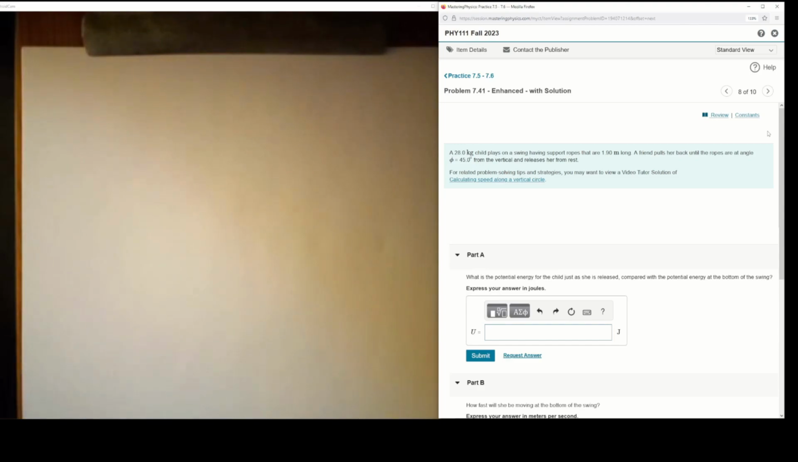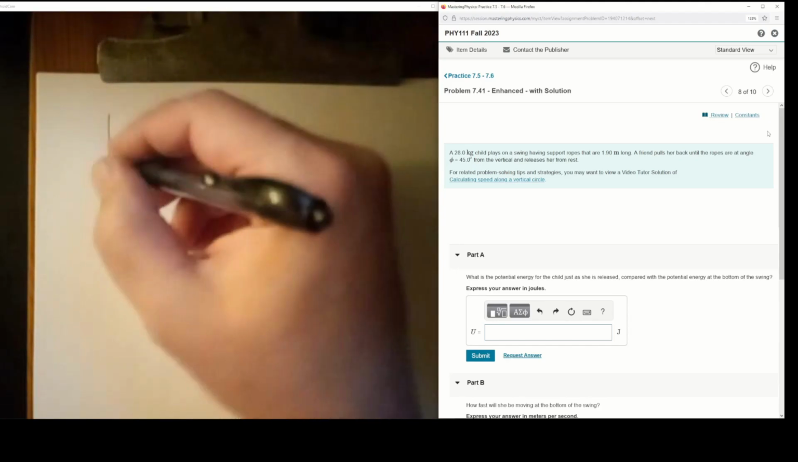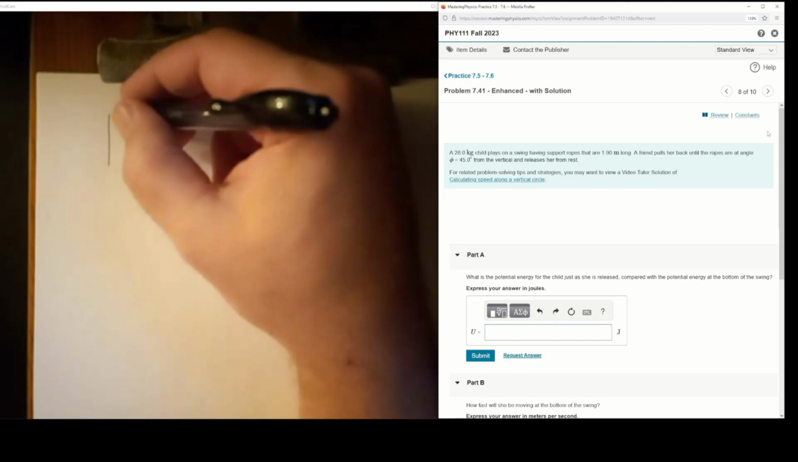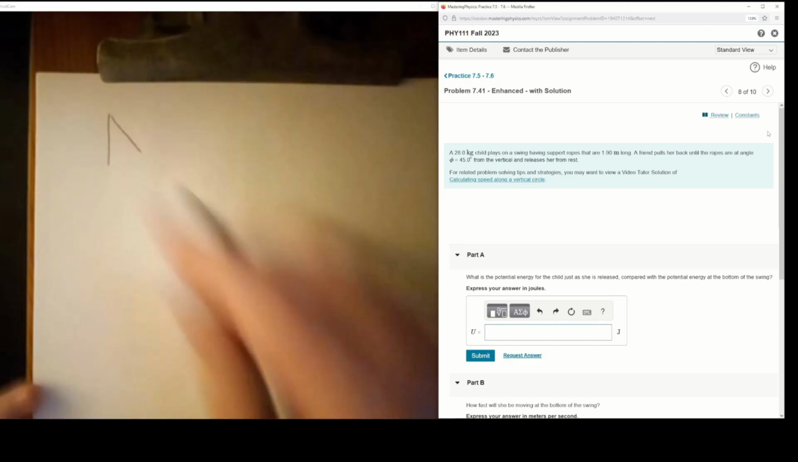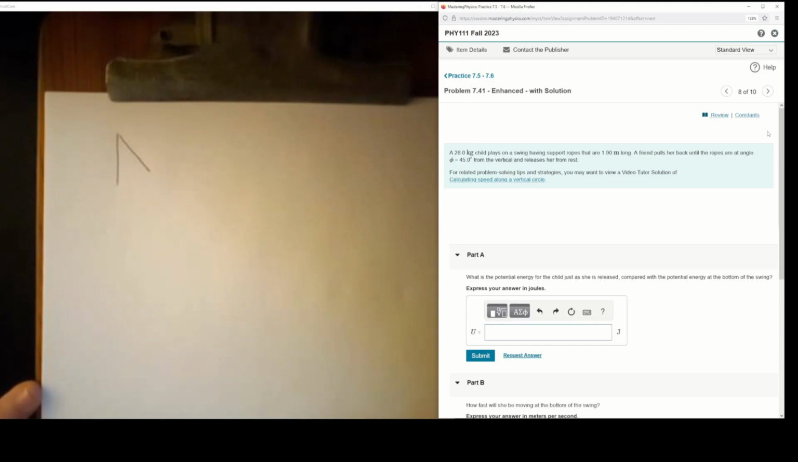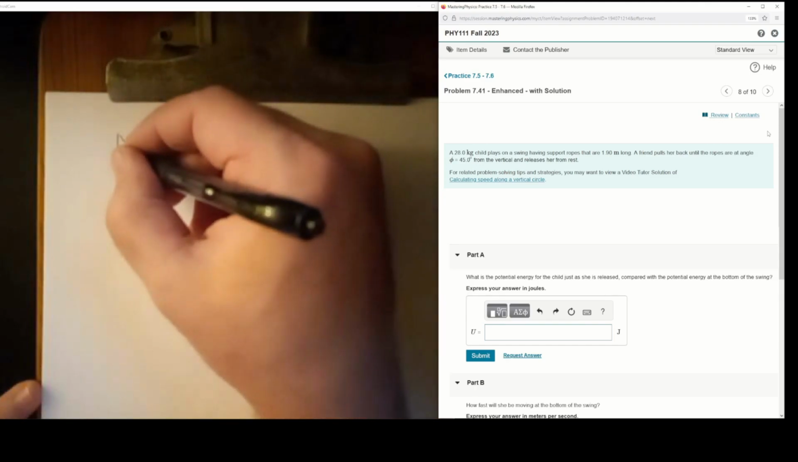So we have a 28 kilogram child playing on a swing, having supports that are that long. A friend pulls her back until the ropes are at that angle. What is the potential energy of the child just as she is released? So we might need a little picture here to help our brains along. So here's our swing, but she's being pulled back by a person at an angle of 45 degrees.